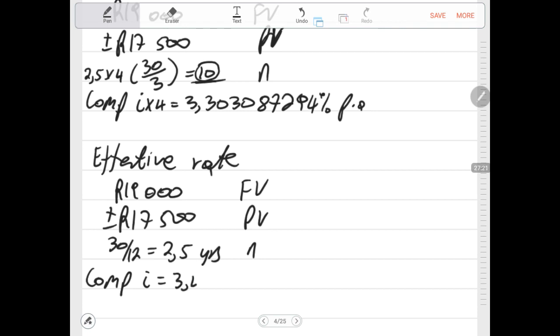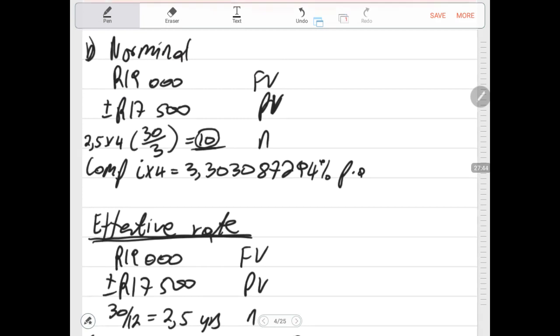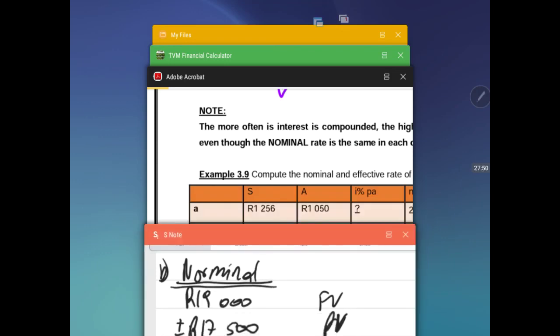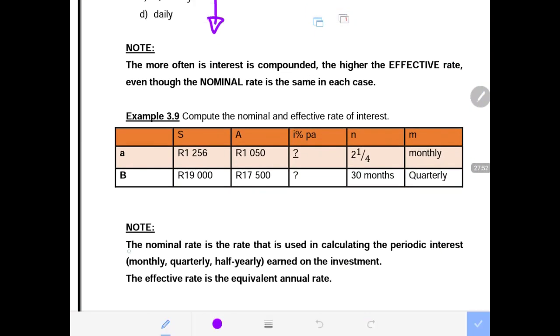Immediately you get 3.344226943% per annum. This is done and dusted. This is the difference, guys, between effective interest rate calculation and nominal interest rate calculation. What is very important and will be a reminder for your lifetime is the fact that for the nominal, make sure that your N is either per month or per quarter or per 6 months. Make sure that your N is always per that.